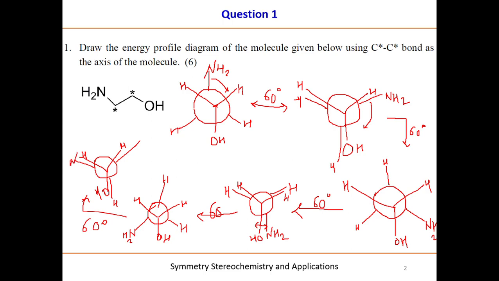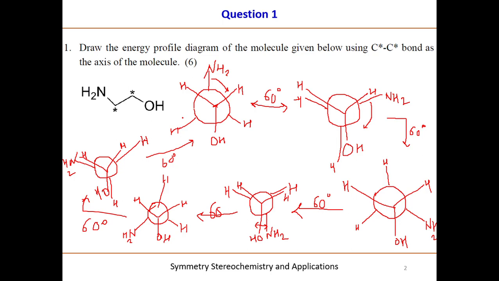NH2 will come here, and again OH. Sorry, H. Now we will again rotate this configuration by 60 degrees, and we will get our starting one again. Okay, so these are the conformations possible for this molecule.